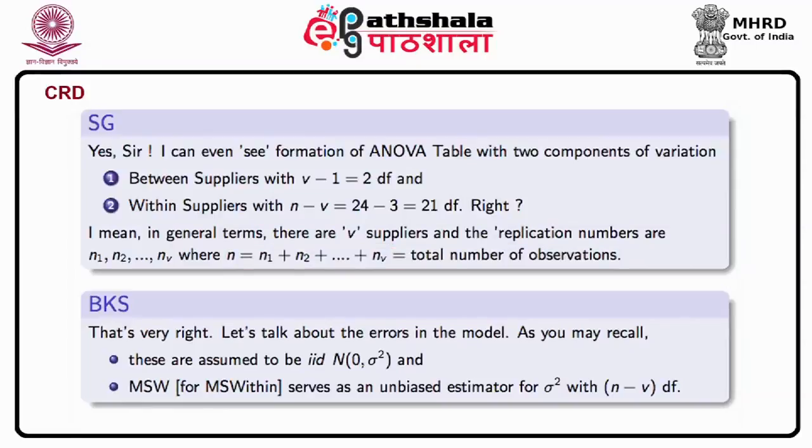That's very right. Let us talk about the errors in the model. As you may recall, these are assumed to be IID normal 0, sigma squared. Therefore, the mean square within, MSW, serves as an unbiased estimator for sigma squared with n minus v degrees of freedom. One final point, this is known as the one-way fixed effects additive model, abbreviated as FEAM.